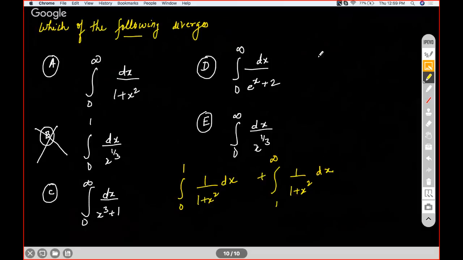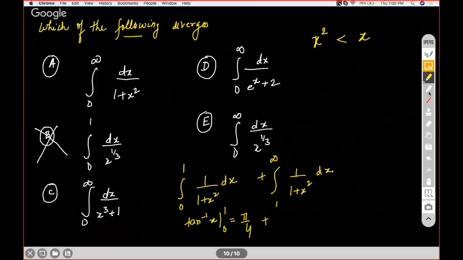Now see, 1 by x square will be lesser than divergent 1 by x, correct? Yeah. But what about 1 by 1 plus x square? Will it be greater than that? We cannot comment about 1 plus x square actually. But we can actually evaluate this. This is just tan inverse x. That's pi by 4, correct?